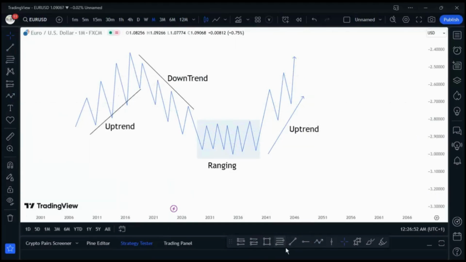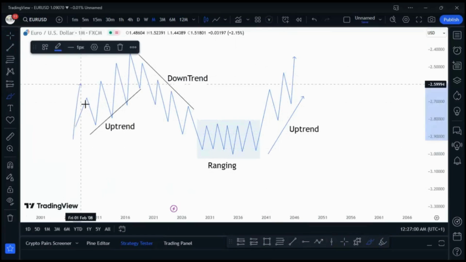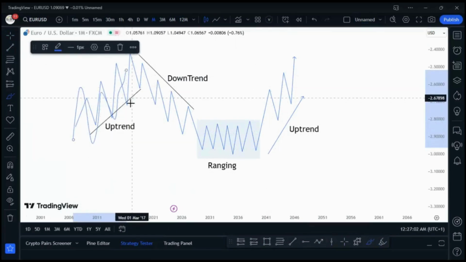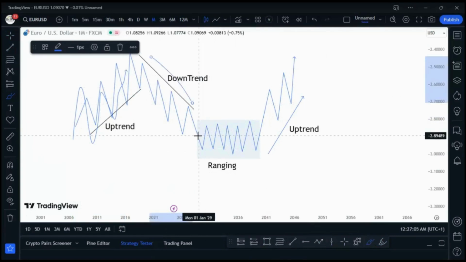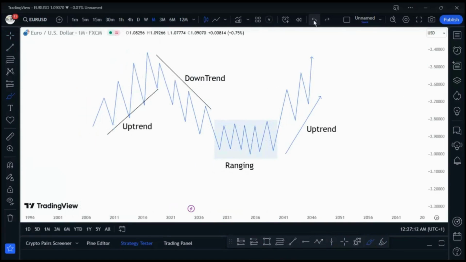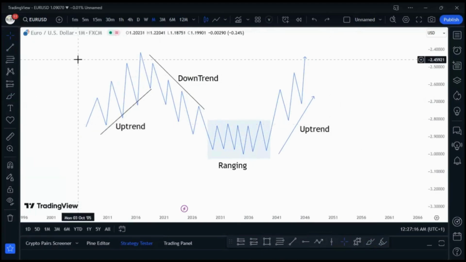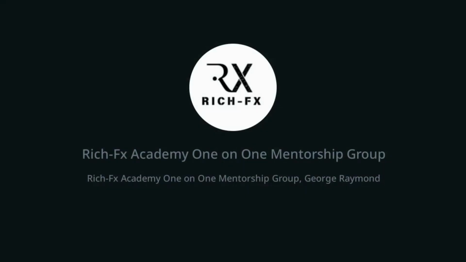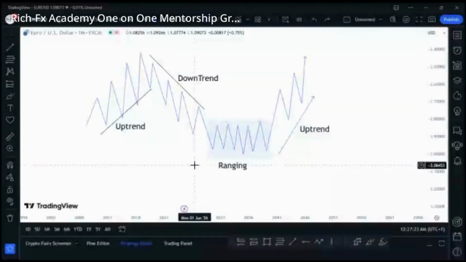You always see the market move in an uptrend like this, as indicated here, and then a downtrend, then ranges, uptrend. This cycle repeats itself over and over and over again. We can call them the three phases of market structure: uptrend, downtrend, ranging, and that's all. That is what the market actually does all the time.